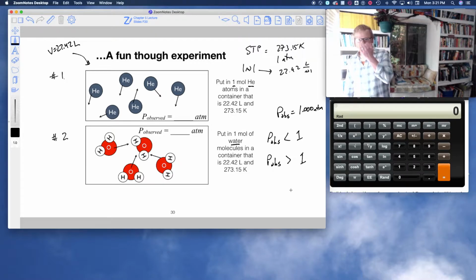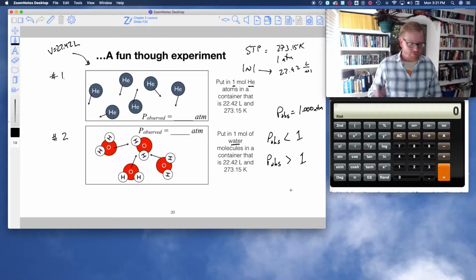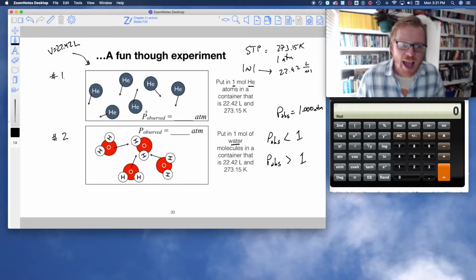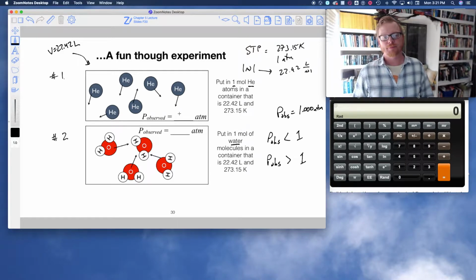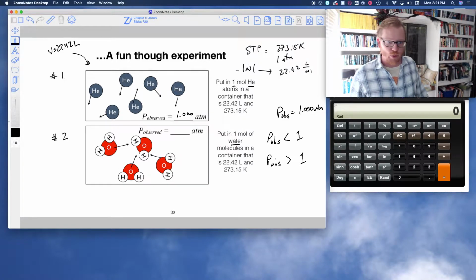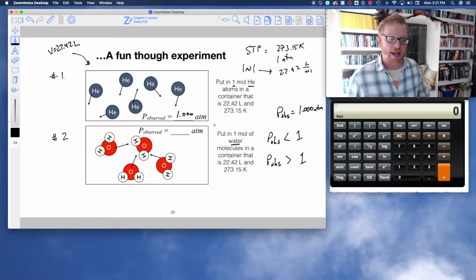So what do you think it's going to be? Think about it. Okay? Pause it if you have to. I'm going to fill in the answers. As it turns out, for the helium case, it would be 1.000. Okay? Because think about it. All we've done is just recreated STP. Right? If it's 22.42 liters and we've put 1 mole and we've said it's 273.15 Kelvin, it'll be 1.000 ATM.